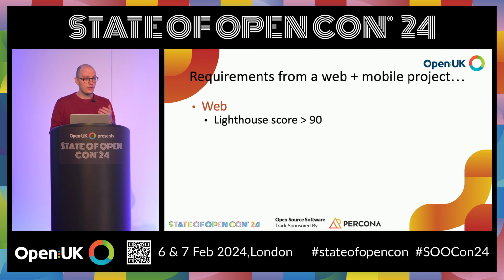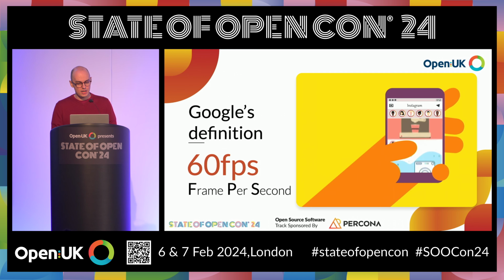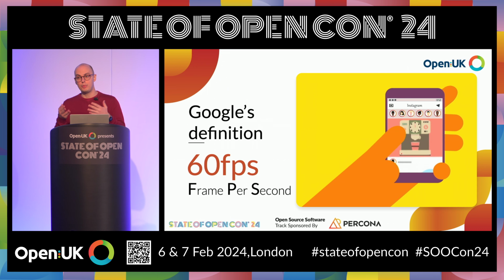And I was really curious what they were going to say for the mobile apps. And for the mobile apps, they basically just told us the app should not lag. That's it. So obviously, again, that was quite vague. And I started to think, okay, what's a good scientific measure of my app having good performance, my app not lagging? So I Googled it, and I came across a video from Google saying that Google's definition for a performant app is that it should run at 60 FPS, 60 frames per second.